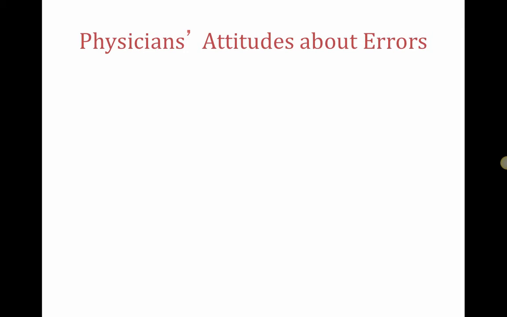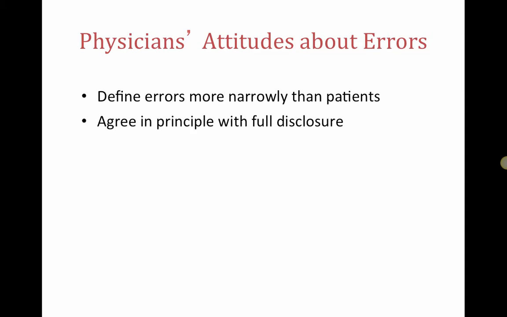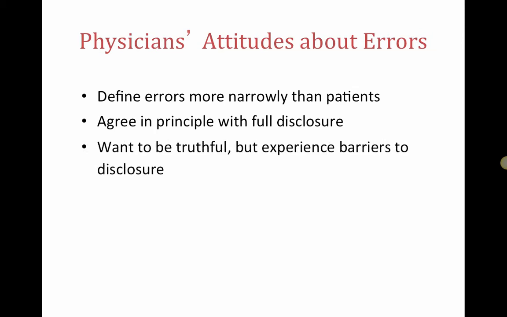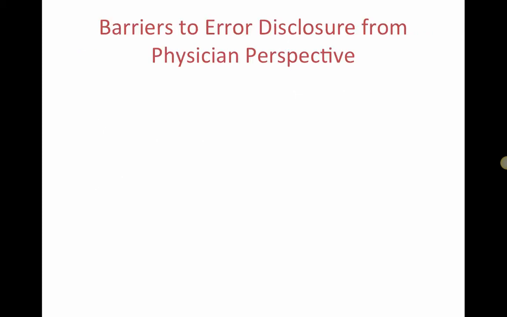What about physicians' attitudes about errors? Well, they define errors more narrowly than patients. As we will see, they have a restrictive concept of which errors should be disclosed to patients. They agree in principle with full disclosure, and they want to be truthful, but they do experience barriers to disclosure. Accordingly, they choose their words carefully, and we will show examples of this in the next few slides.